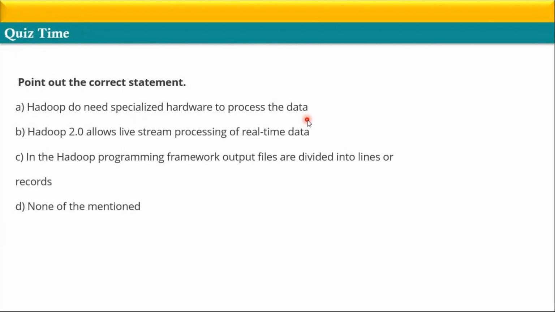You can take an example in our own machine, we have installed it and we are running with a one node cluster. Do we need any specialized hardware? No, not needed. We are running on a local machine, commodity hardware, and we are able to install it in our machine and execute it. So there is no need to have specialized hardware for data processing with Hadoop.